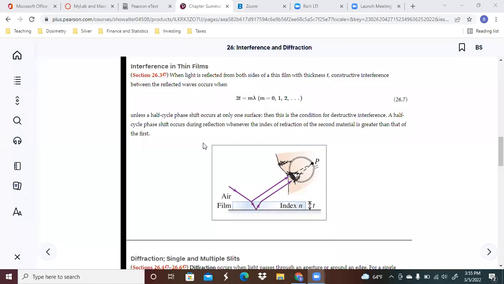So this is going to be over section 26.3, interference in thin films. When you have light that's reflected from both sides of a thin film with thickness T, which you can see in the diagram down here below, you've got air coming in, you've got the film, and then you've got some sort of index associated with it and has a thickness of T.